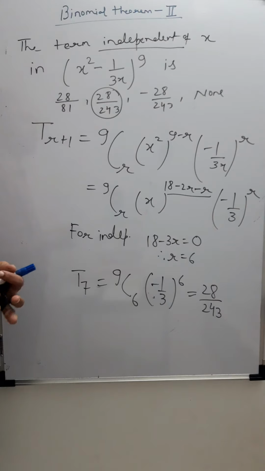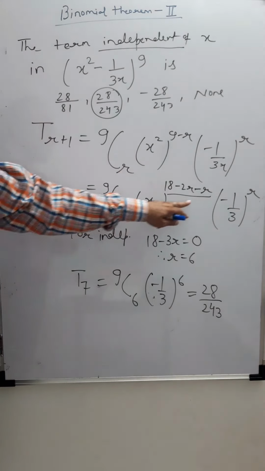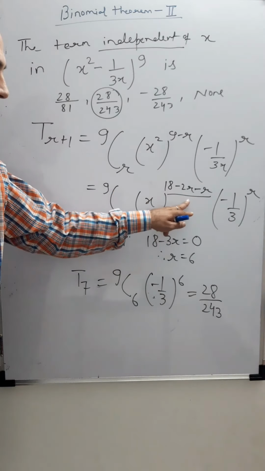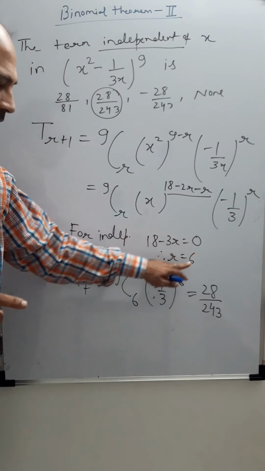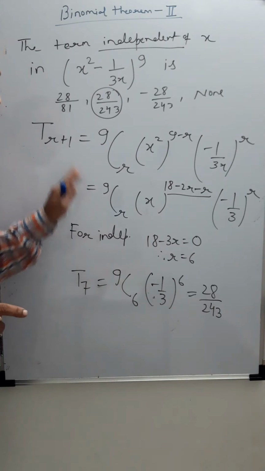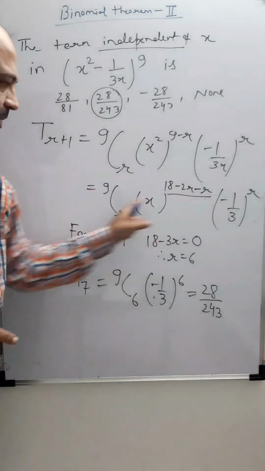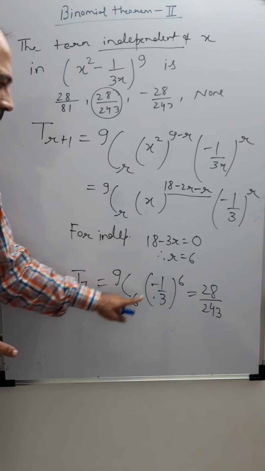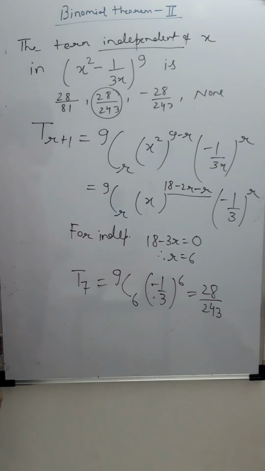Fine. So I believe all of you understood this also. You open T(r+1), then collect the power of x in one place. 18 minus 3r came, equate to 0 for the constant term. r we have 6. The 7th term becomes the independent term, and then you put r equals 6 in this expression. So 9C6 and minus 1 by 3 whole to the power 6. When you simplify this, 28 upon 243 will come.